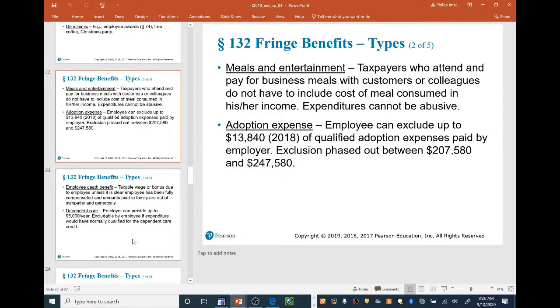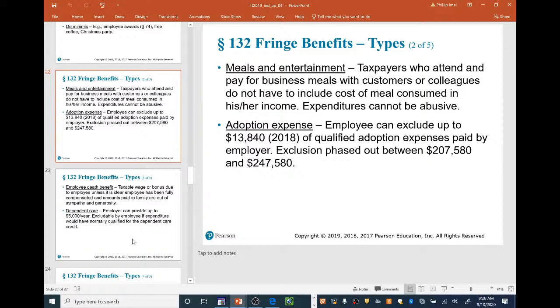Meals and entertainment. Taxpayers who attend and pay for business meals with customers or colleagues do not have to include the cost of the meal consumed in his or her income. Expenditures cannot be abusive. So meaning that we just cannot have outrageous costs of meals and entertainment. It's got to be within reason of the purpose of the meeting, okay?